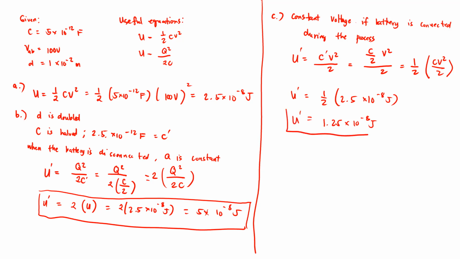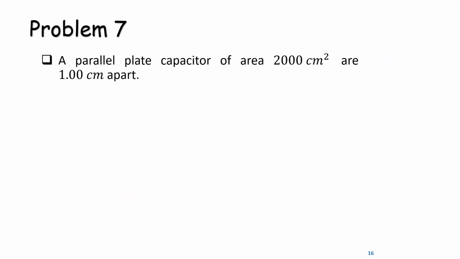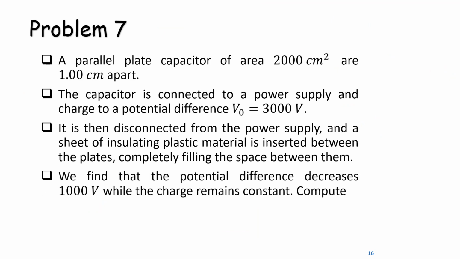Alright, so take note of the difference. When you change the property of the capacitor by changing the separation distance between the plates, it matters whether the battery is connected or disconnected during that process. So if the battery is disconnected, Q is constant and the potential energy stored will be doubled. And if the battery is connected during the process, the potential energy will be halved. So we have another problem. This will be the last problem that we will be solving.